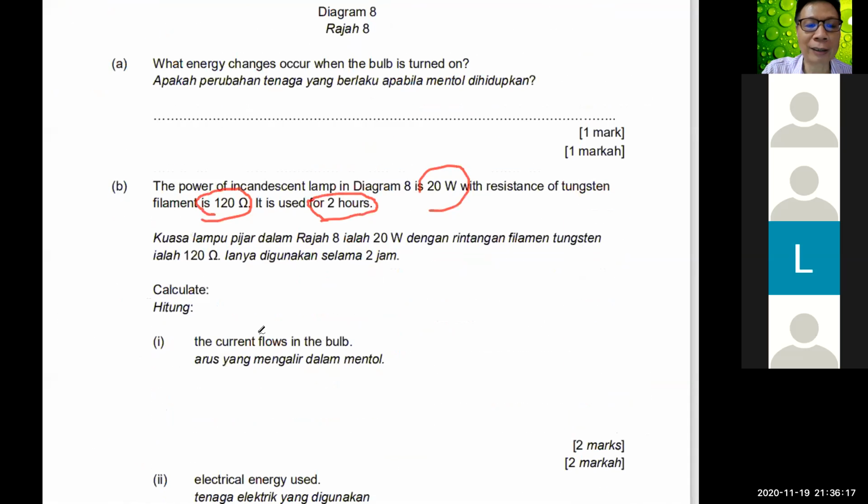Okay, now calculate the current flow. To find current, what formula? You have power, resistance, time. How to find current? What formula now? P equals what? VI cannot because no voltage given. So you can only use I squared R. Okay, use this formula to find the I. Power 20, resistance 120. You find the I.